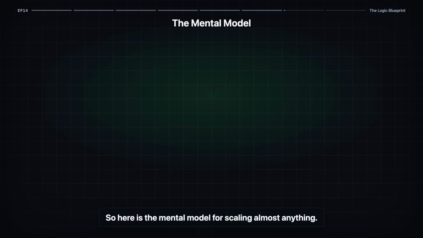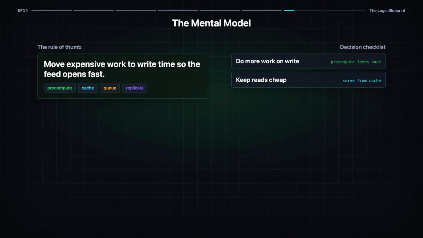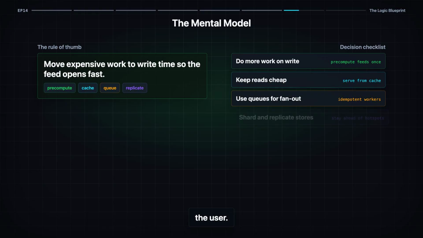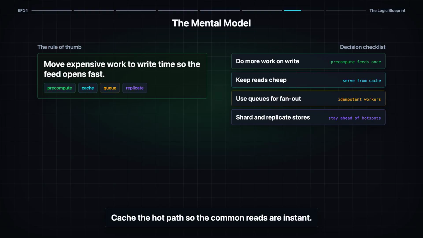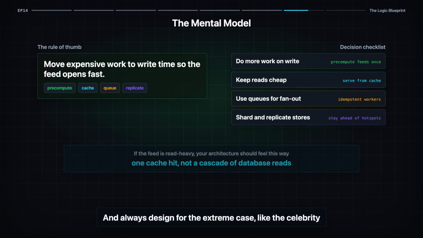So here is the mental model for scaling almost anything. Separate the read path from the write path and do the expensive work on whichever one is rarer. Fan out asynchronously through queues instead of blocking the user. Cache the hot path so the common reads are instant. Shard for scale and replicate for safety. And always design for the extreme case, like the celebrity account, and for failure, because both will happen.